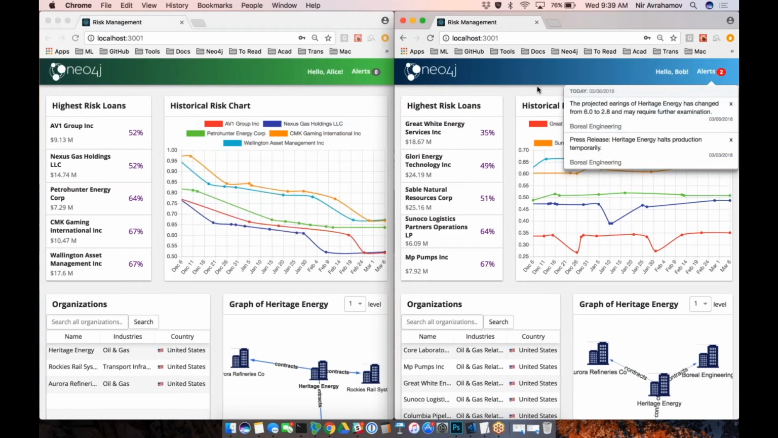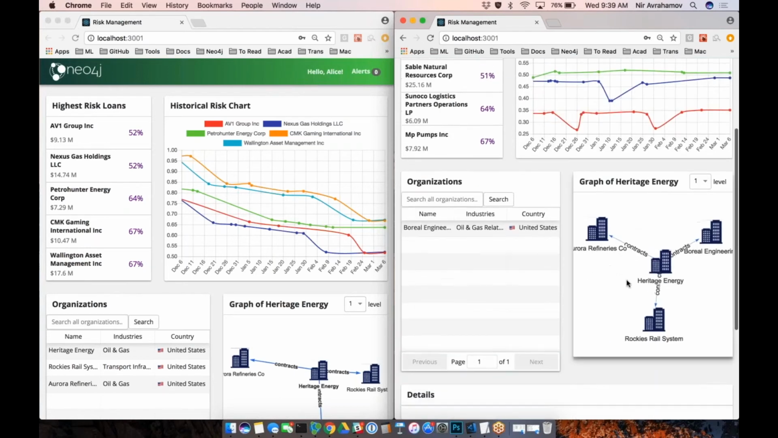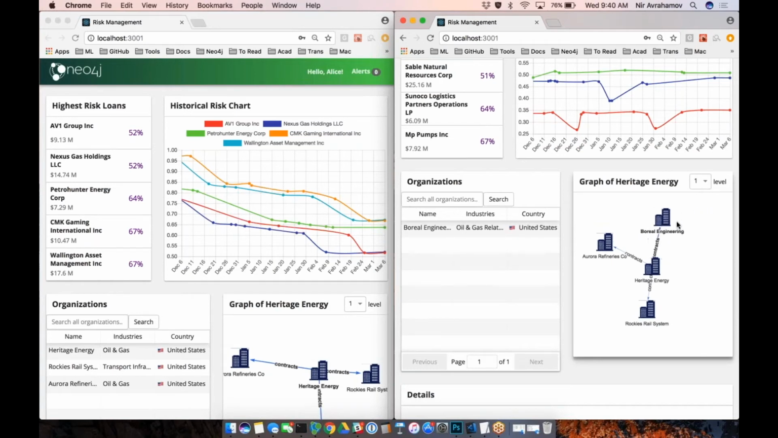So we also tune in here on Bob's dashboard, where we see that he's also received a few alerts. Yeah, Bob has received a few alerts as well. So we can see that Bob is following Boreal Engineering, which Alice is not following, because Boreal is an engineering and services firm. Because Heritage Energy is affected, the contract with Boreal may also be affected. So Bob has got that alert.